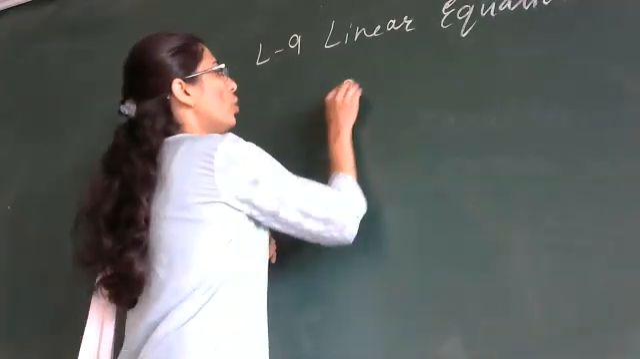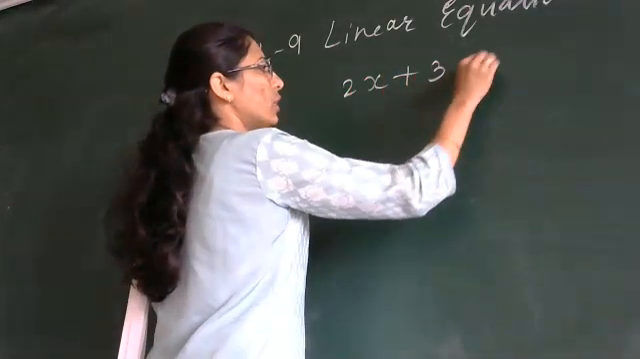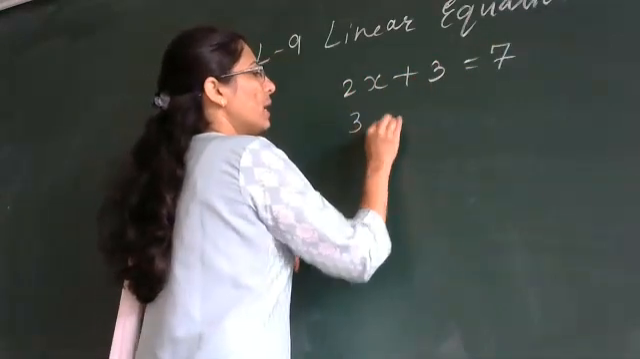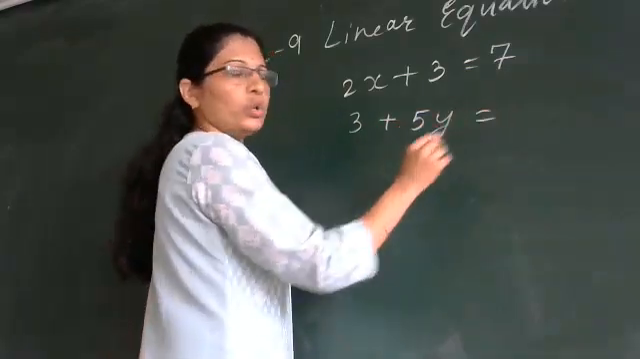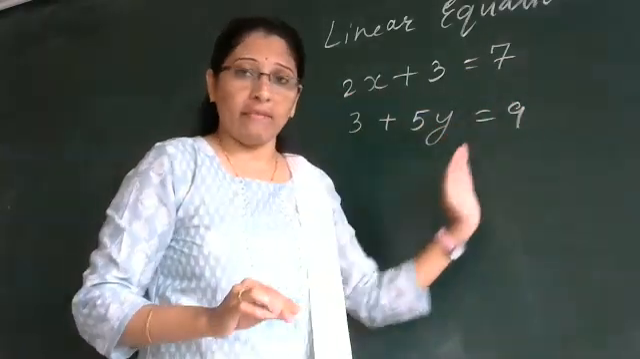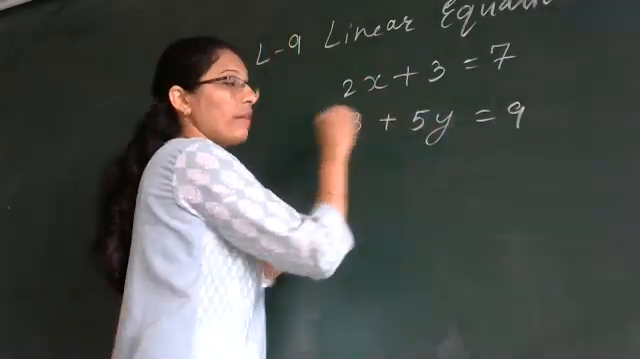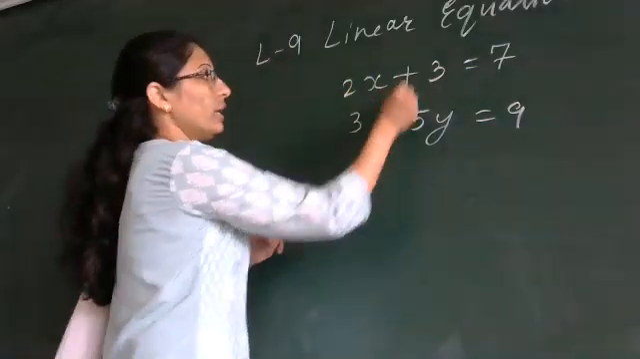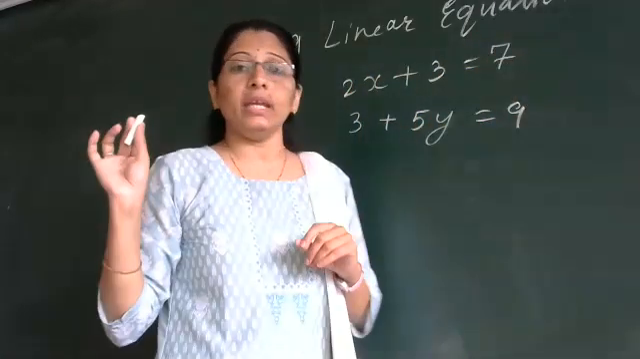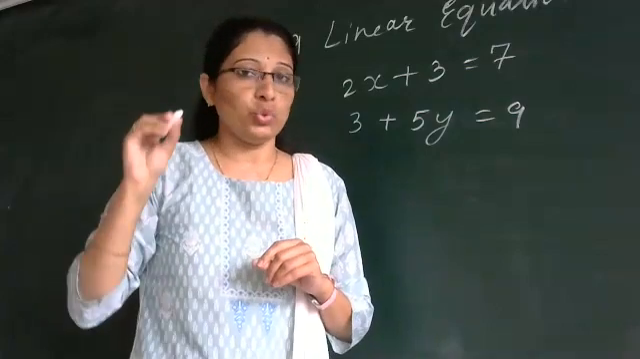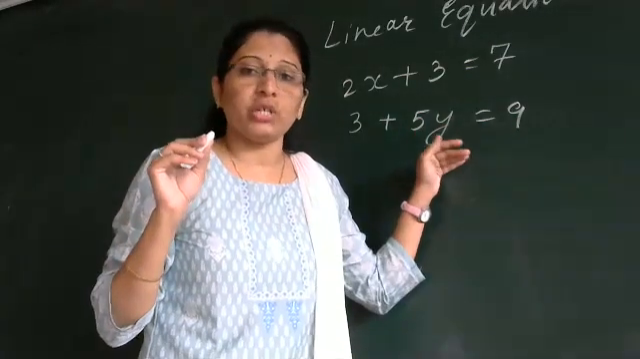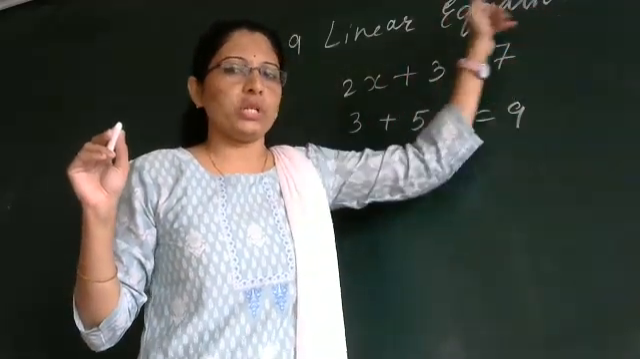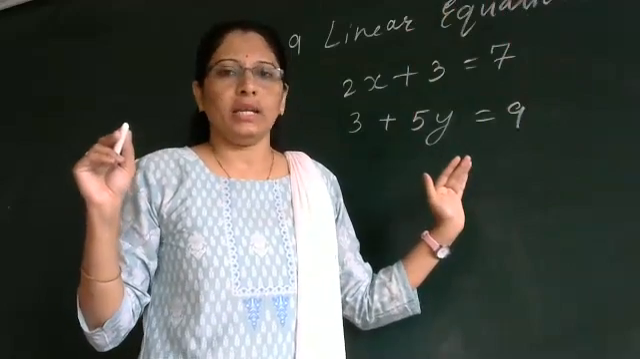For example, 2x plus 3 is equal to 7, 3 plus 5y is equal to 9. These have variables with degree only 1. The highest degree is 1; they do not have anything raised to 2 or raised to 3. Such equations are known as linear equations, and we are going to study these linear equations.